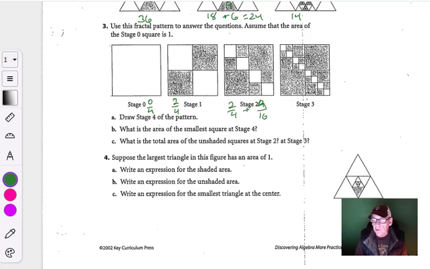Looking at stage 3, we have 2/4 plus 1, 2, 3, 4 16ths plus 1/4 of a 16th, which is a 64th, for these small ones. We have 1, 2, 3, 4, 5, 6, 7, 8 64ths.